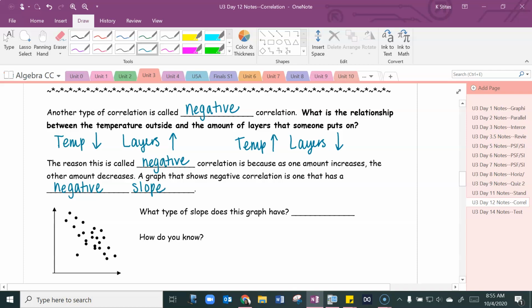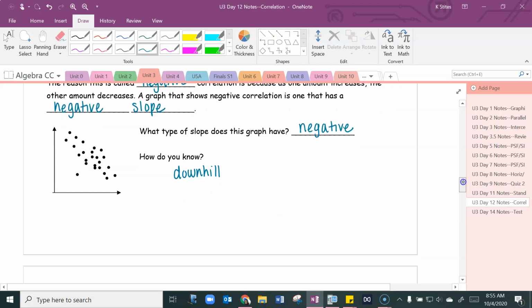All right, so here we can see that our dots are decreasing. This is a negative slope. And again, we know this because these dots are going downhill. That tells us we have negative correlation.